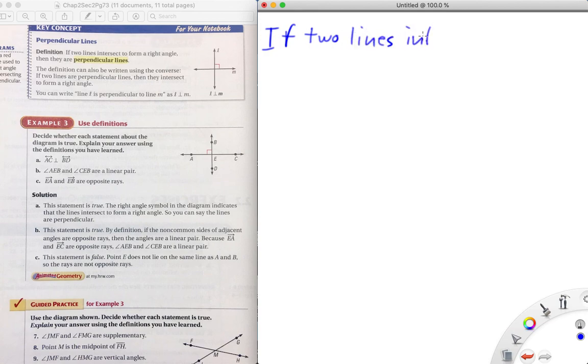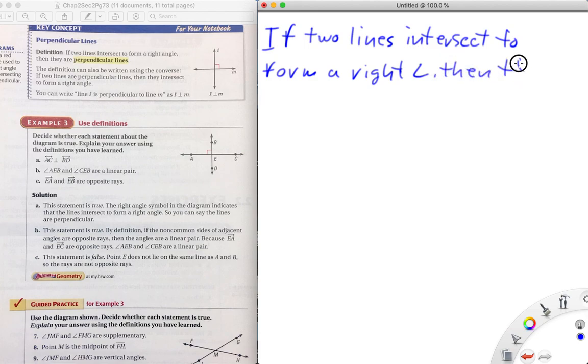intersect to form a right angle, then they are perpendicular lines.